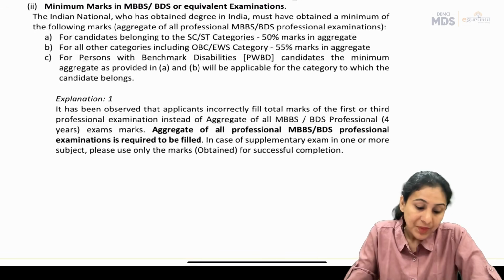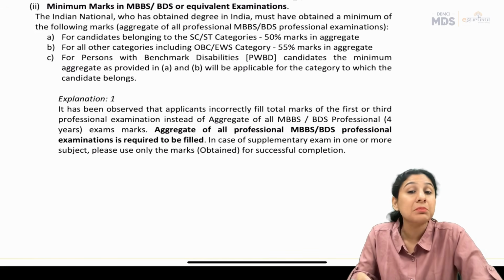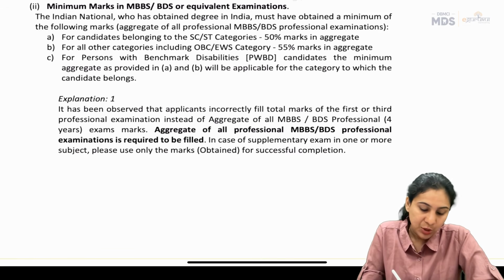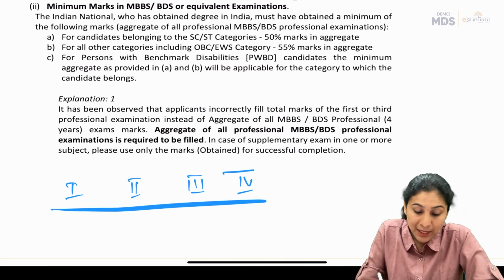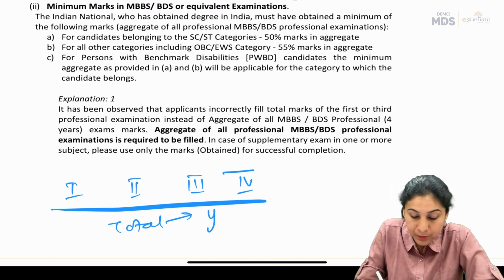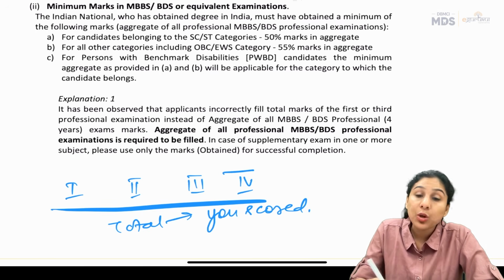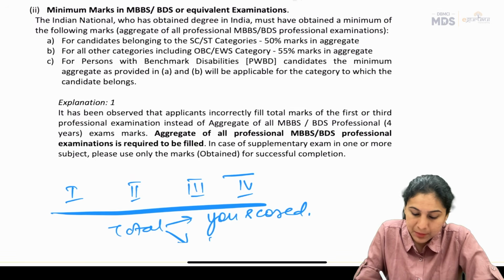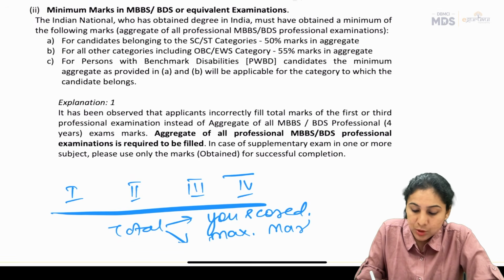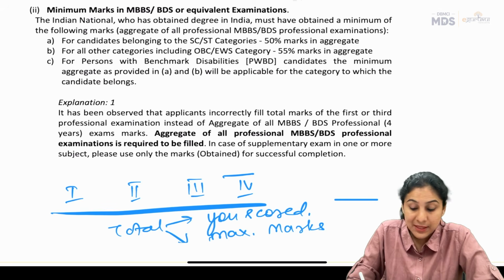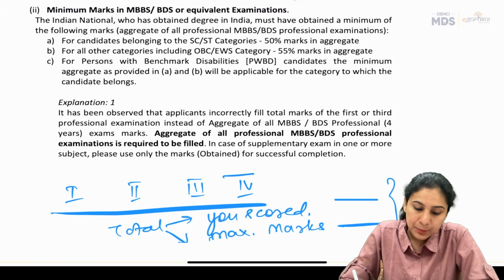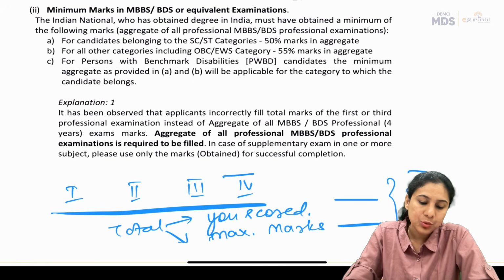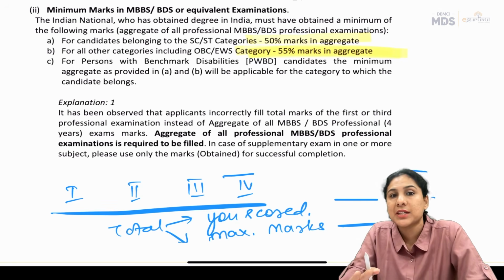Next important thing is the minimum marks. Again, like NEET, you have to take the first BDS marks, second BDS marks, third BDS marks, and final BDS marks, and do a total of the marks you scored, and you have to also do a total of the maximum marks. That means you got so many marks and this was the maximum that you could have got. You have to calculate a percentage. If you're a general category student, your percentage should be at least 55%.